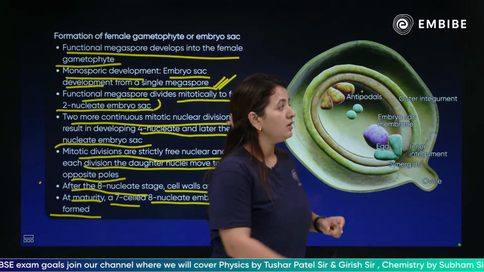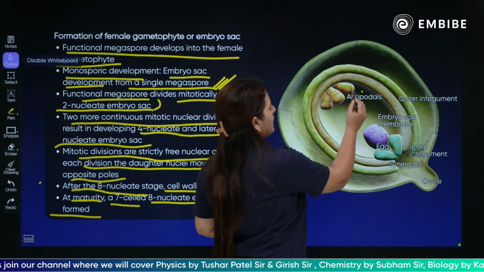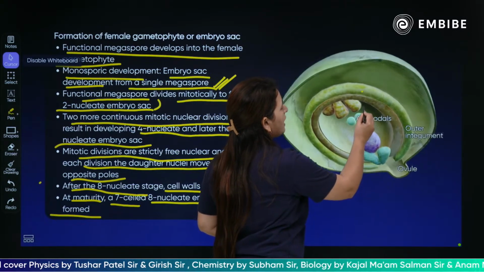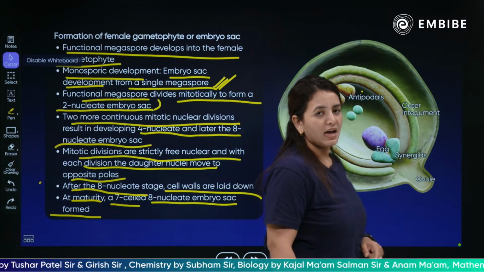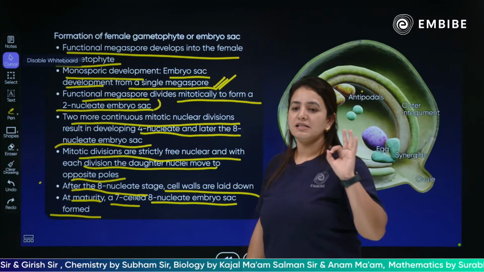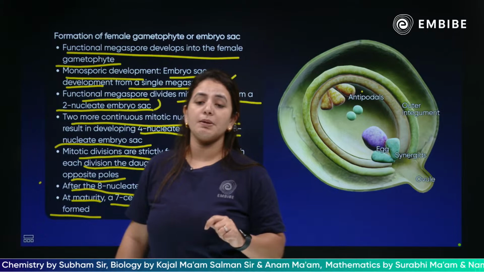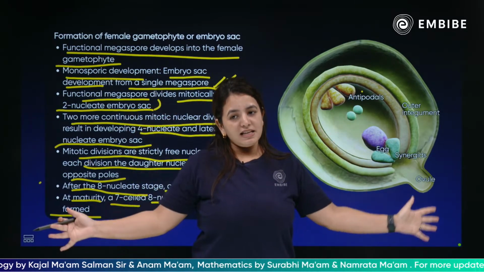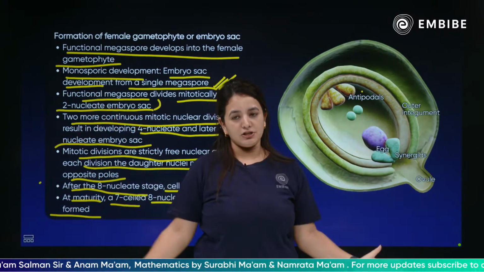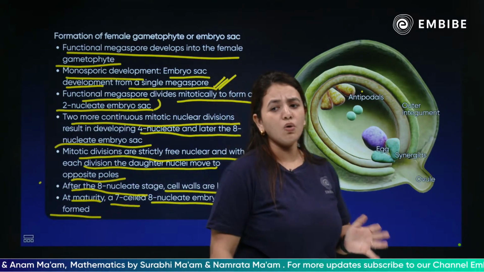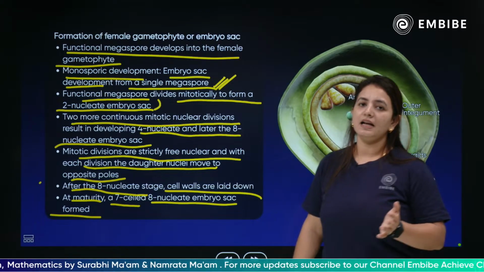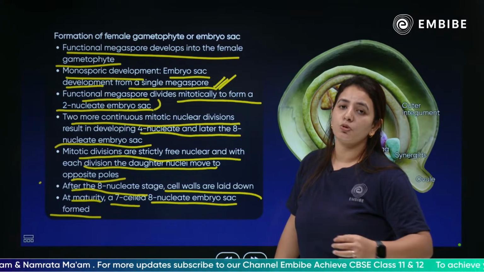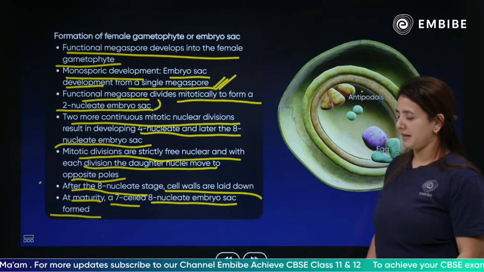Why 7-celled? 1 cell, 2 cell, 3 cell, 4, 5, 6, and this is a whole single cell which has 2 nuclei. The central cell has 2 nuclei called polar nuclei, but is considered as 1 cell only. So this is the 7-celled 8 nucleate stage. Is it clear? I really hope it is clear that this is the 7-celled 8 nucleated stage. And this is how megasporogenesis will take place.